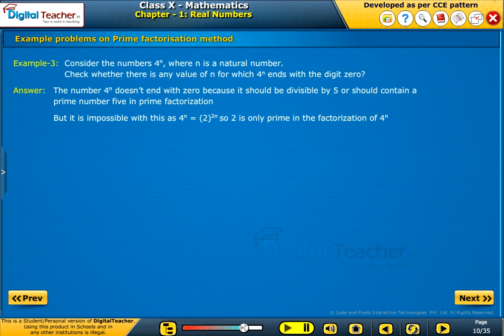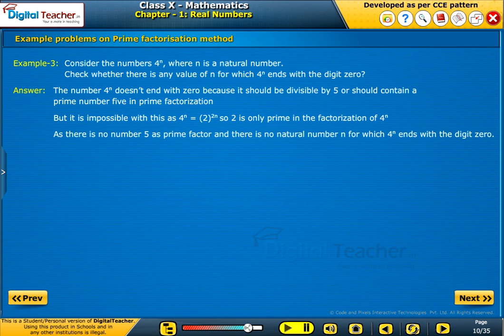But it isn't possible with this, as 4 power n is equal to 2 to the power of 2n, so 2 is the only prime in the factorization of 4 power n. As there is no number 5 as a prime factor, there is no natural number n for which 4 power n ends with the digit 0.